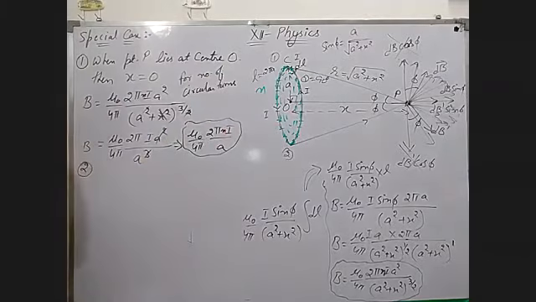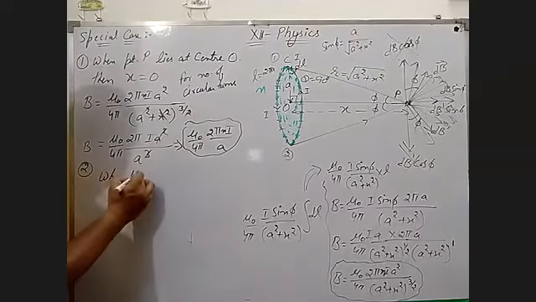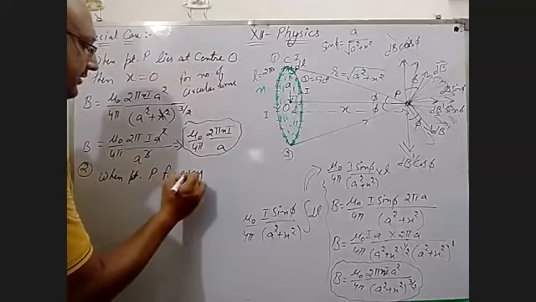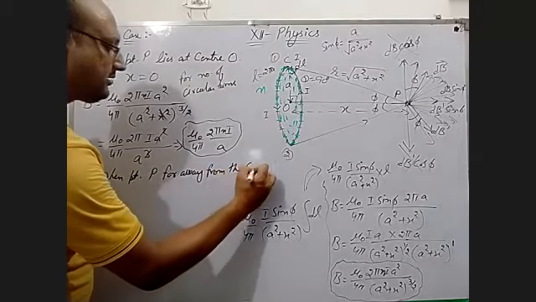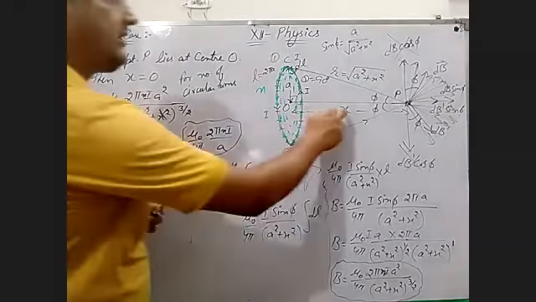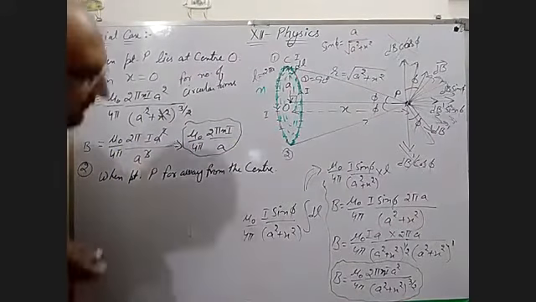Now special case number 2. When point P lies far away from the center of the coil. Okay, it means the value of x you can take very large.